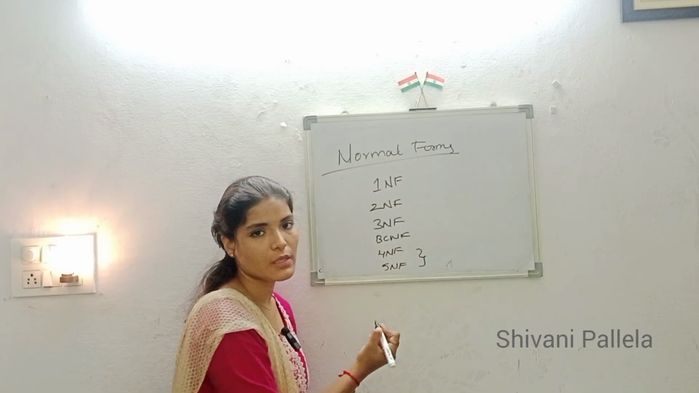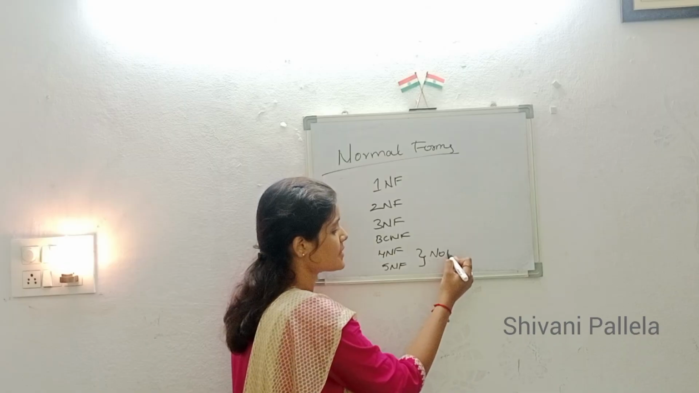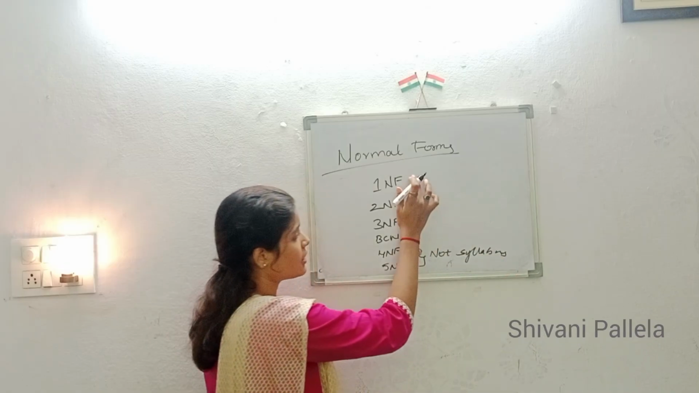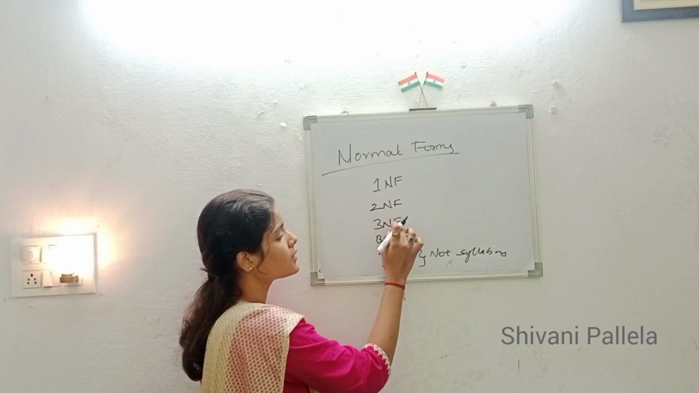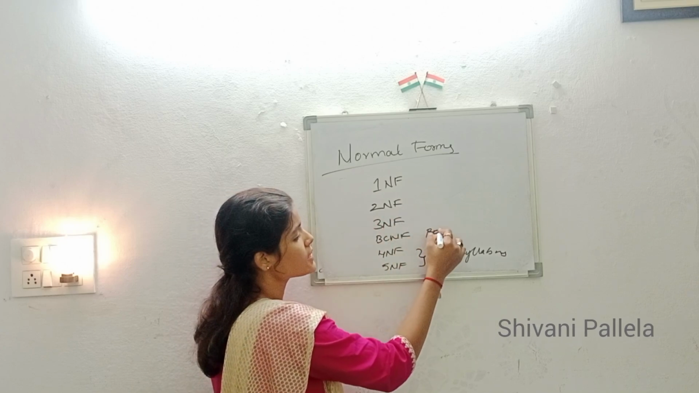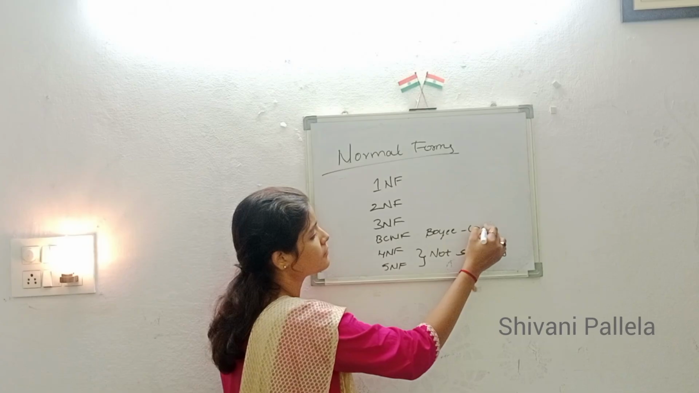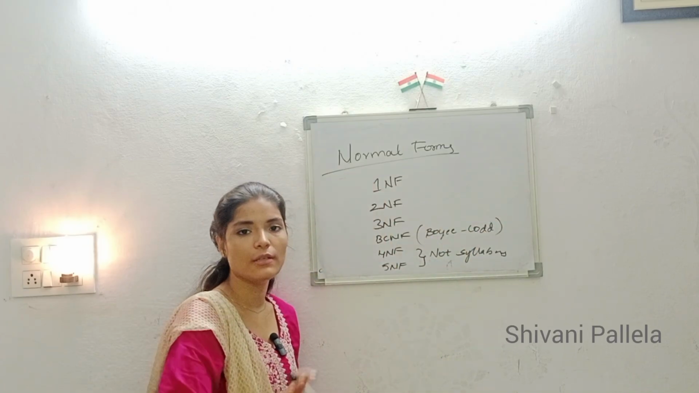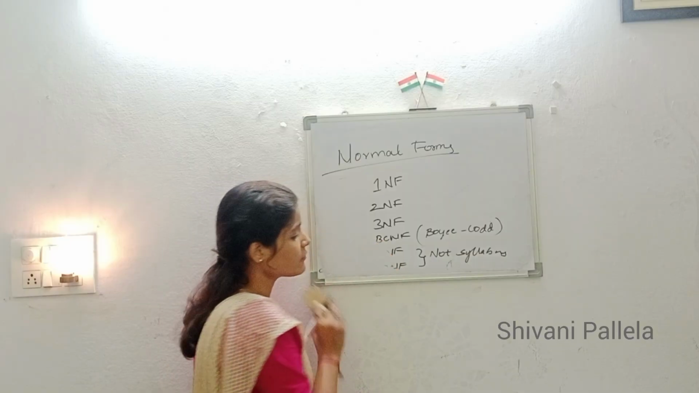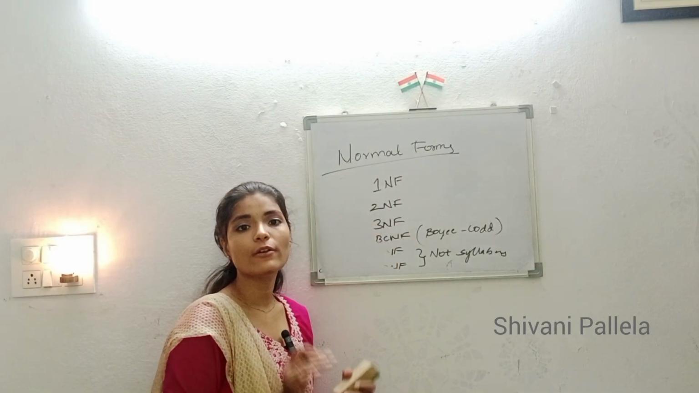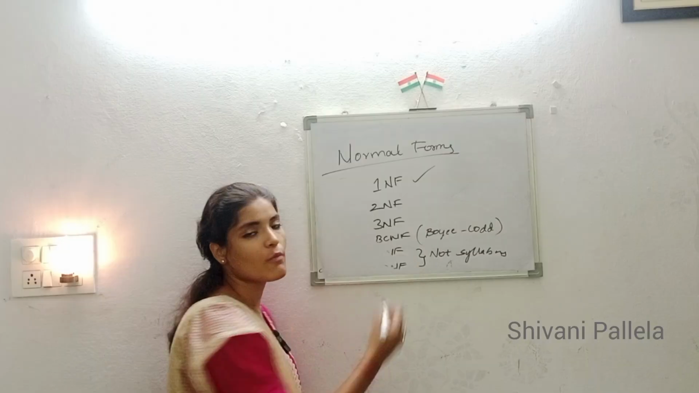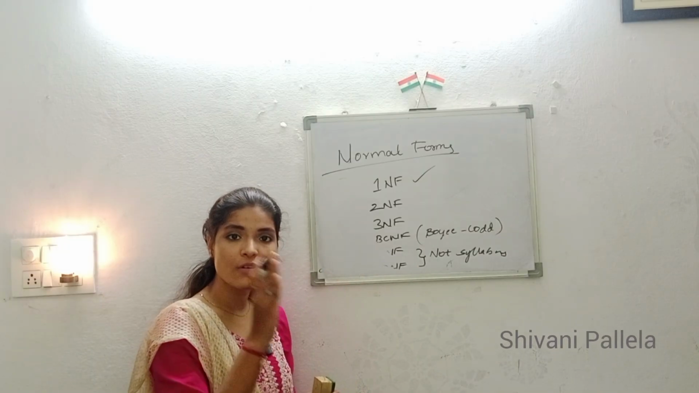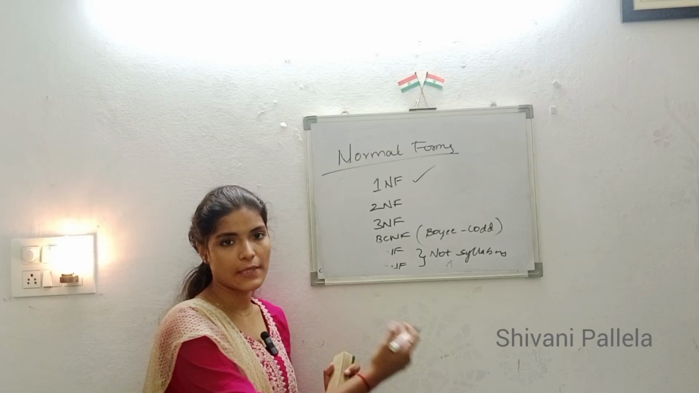Fourth and fifth normal form are not in the syllabus. You should learn only first normal form, second normal form, third normal form, and Boyce-Codd normal form. These are the four things you need to learn. So it will give certain rules. First normal form will have certain rules which will reduce the rows and columns errors. We will discuss in further.